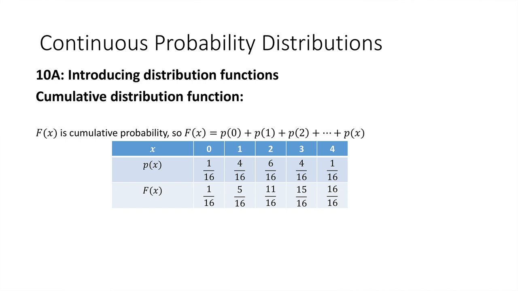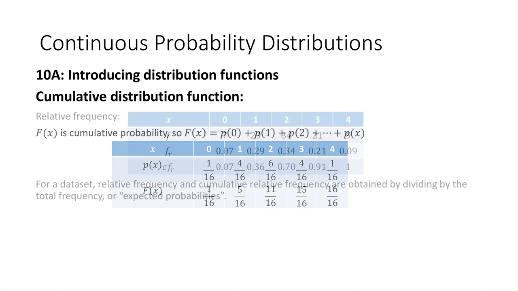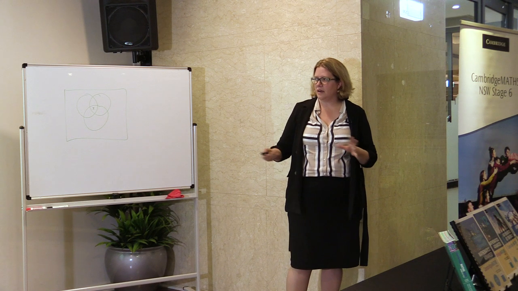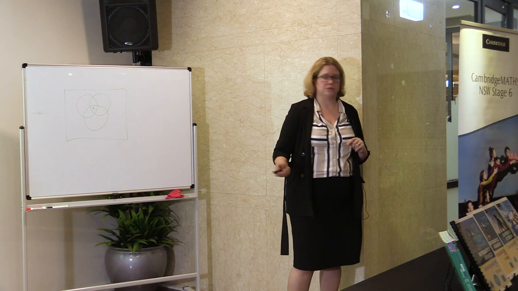So big F of X is the function of naught, so all of it up to there, up to 1, up to 2, up to 3, and I'm just adding them up as I go along, like cumulative frequency, only it's the probabilities instead. And the same would be true if I had it with frequency, and I've got my relative frequency, and then I'd have my cumulative relative frequency going along the bottom as well. So that's the idea of what the cumulative distribution function is.